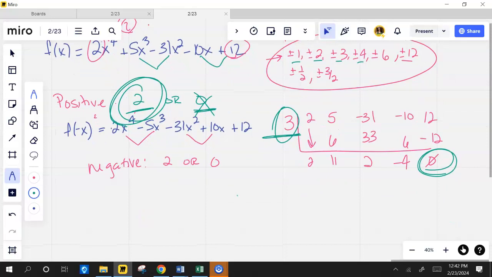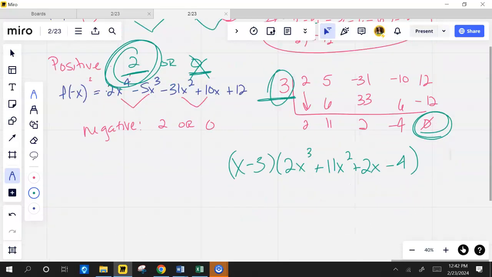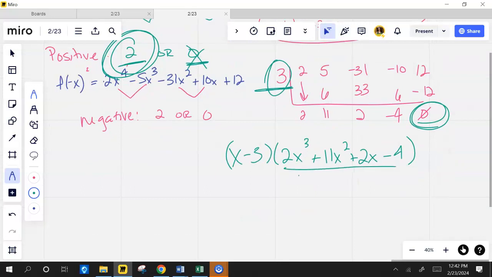Okay, so I've got x minus 3 times 2x cubed plus 11x squared plus 2x minus 4. But I have to finish factoring so that I can get all the zeros. So now I'm back to this one. Can I slash that? No. I mean, I could try, but it's not going to work. Why is it not going to work? That 11 is throwing me, right?